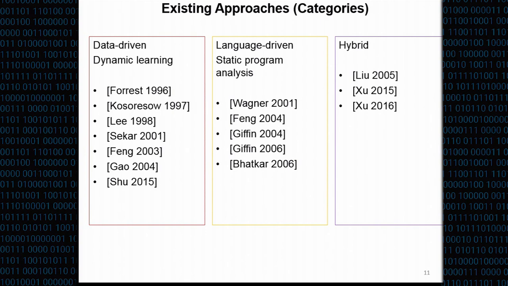And so we have finite automata, pushdown automata, and pushdown automata with data analysis in this category. And the third approach combines some of the things in the first two approaches, and that is a hybrid one. The advantage of the hybrid approach is to accelerate the training of the first approach by adopting some of the static analysis. The first paper here was proposed by Liu in 2005, and our group also has some papers last year and this year that fall into this category of hybrid detection.